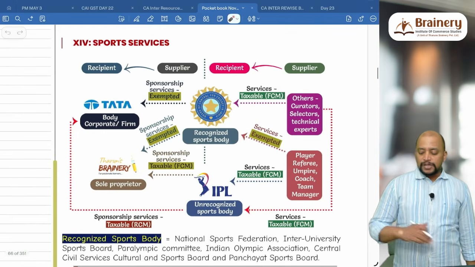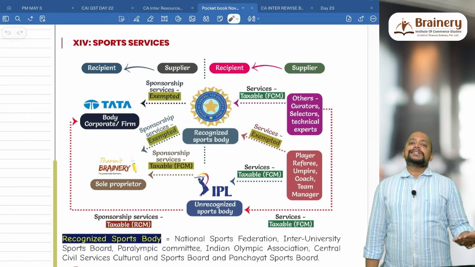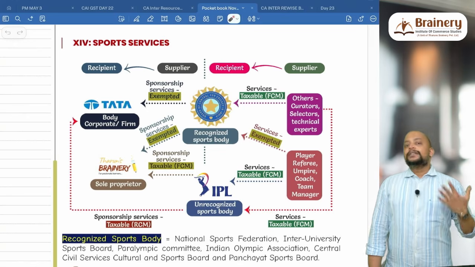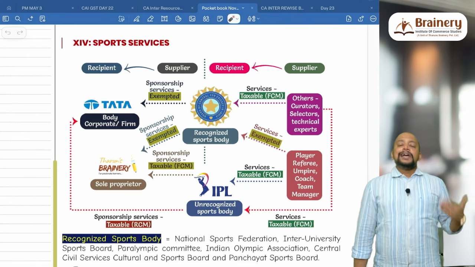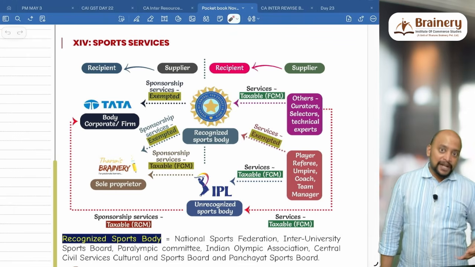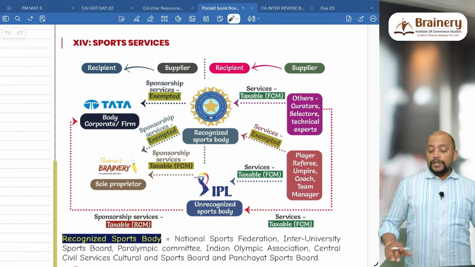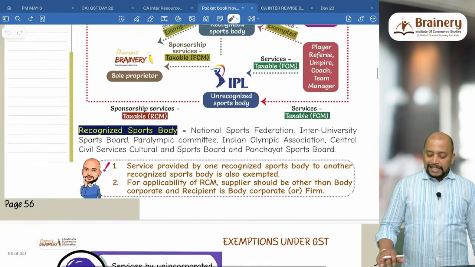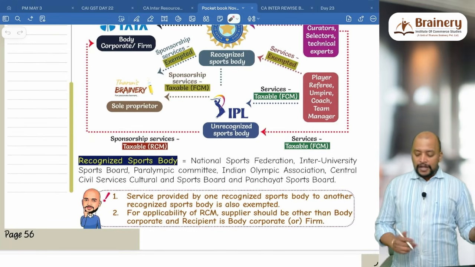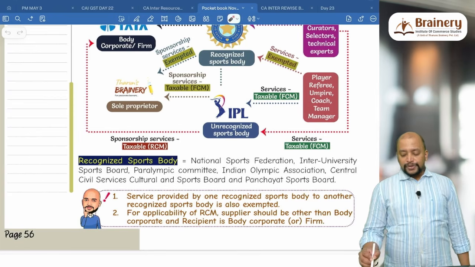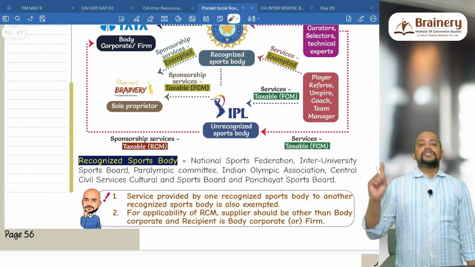Then when it comes to sports services, we have three exemptions. Number one, if sponsorship money is collected by a recognized sports body, that sponsorship money collected will be exempted. Here the sports body is the supplier, organizer, and the one who is paying the sponsorship money is the recipient. So if that sports body is a recognized sports body, then the sponsorship money is exempted. What are recognized sports bodies? We have a total of 6 recognized sports bodies: National Sports Federation, Inter-University Sports Board, Paralympic Committee, Indian Olympic Association, Central Civil Services Culture and Sports Board, and Panchayat Sports Board. That is the first exemption.